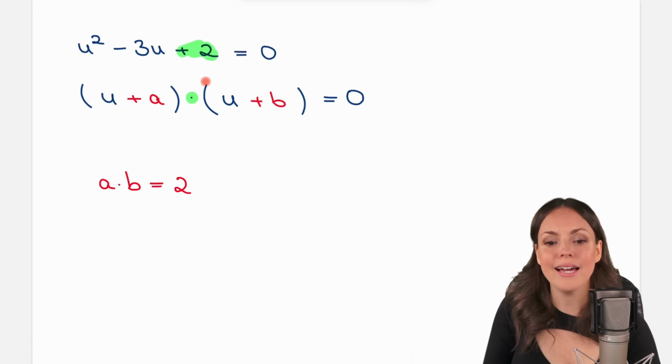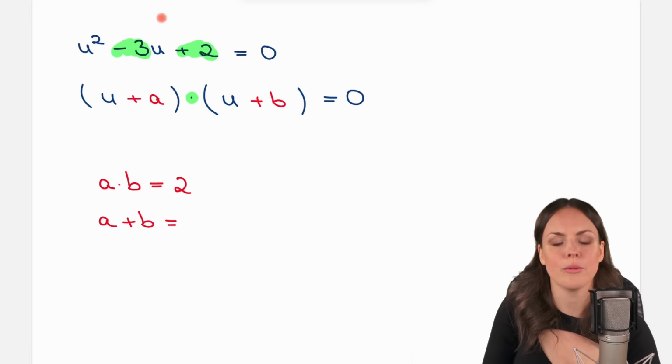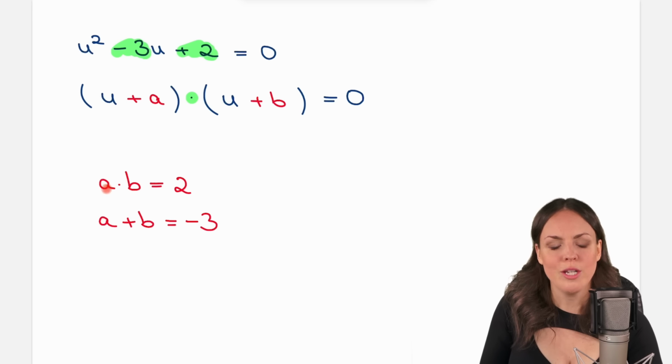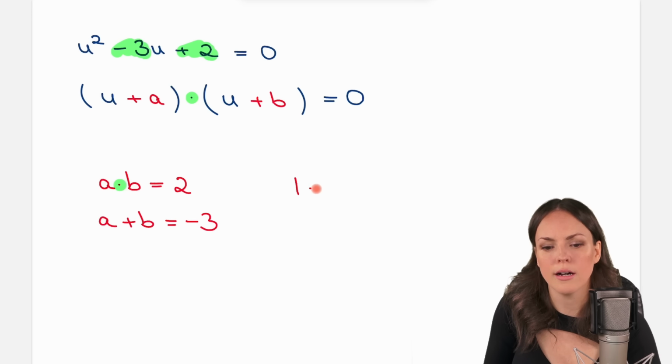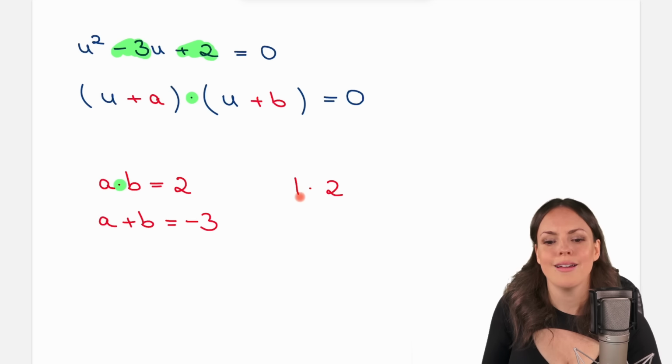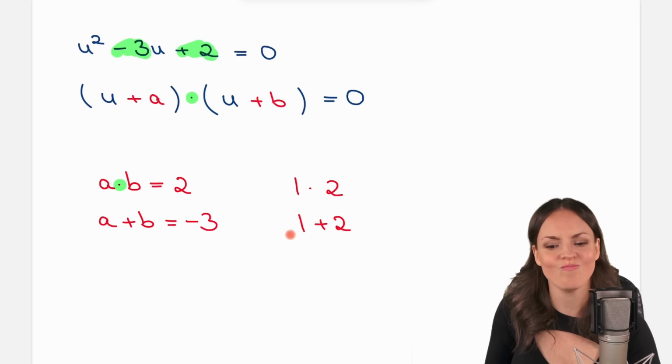And if I add these two numbers, so a plus b, then I will get this number as a result, so the -3. So which two numbers do that for me? If I multiply them, I want to get 2 as a result. For example, this could be 1 times 2. But if I add them, do I get -3 as a result? Well, I have 1 plus 2. No, that equals 3 and not -3.